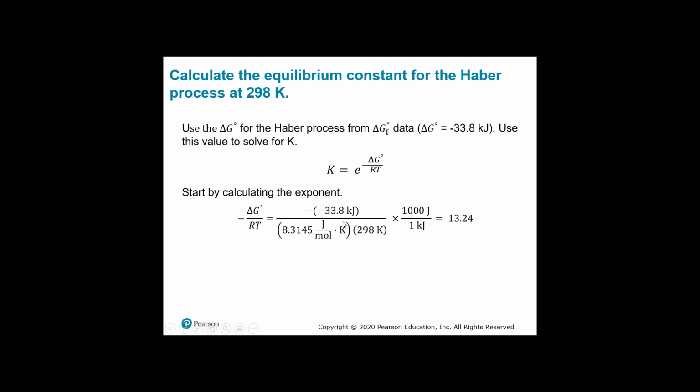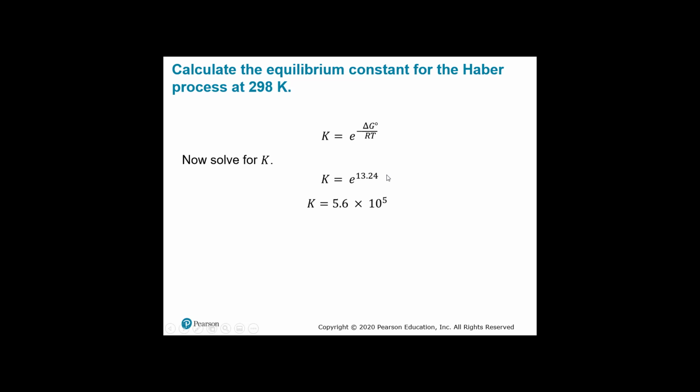There's a negative sign, but this is negative, so you're going to have two negatives. We have our gas constant, our Kelvin. We are converting from kilojoules to joules, and that's going to give us a value of 13.24. But we're not done, because all we solved for here is the exponent. So we need to plug that in. From here, we can use the calculator, and it's going to give us our equilibrium constant, which is 5.6 times 10 to the 5. So this is a very large equilibrium constant, which means it's going to be mostly in products, because remember, it's more than one. So it's spontaneous and more towards the products.